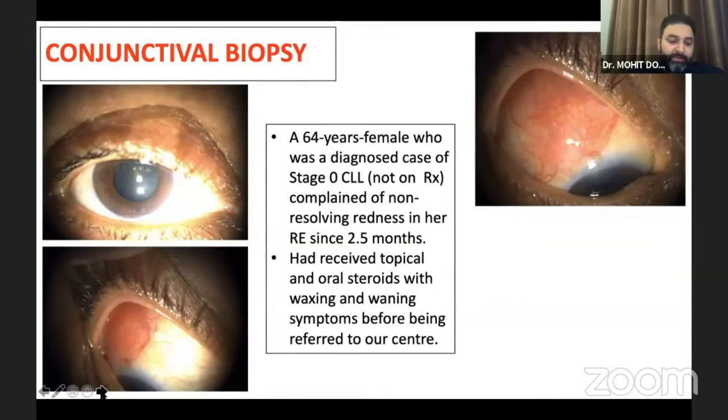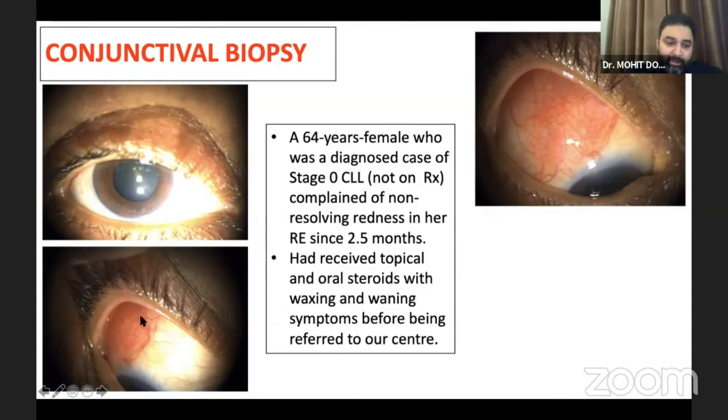Coming to a conjunctival biopsy, and this is again one case, a 64-year-old female who was a diagnosed case of stage 0 CLL, which basically is incidentally detected, but you can have blood counts as much as 1 lakh. But since you have no other organ involvement, they just watch you and don't treat you. So she was not being treated, and had some non-resolving redness, treated with oral topical steroid elsewhere, was referred to us.